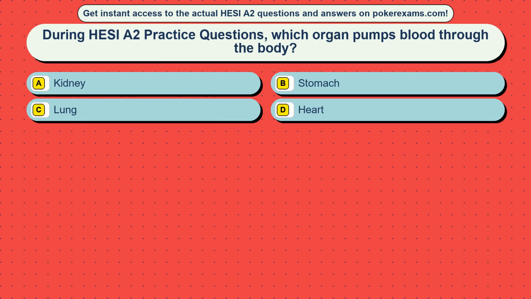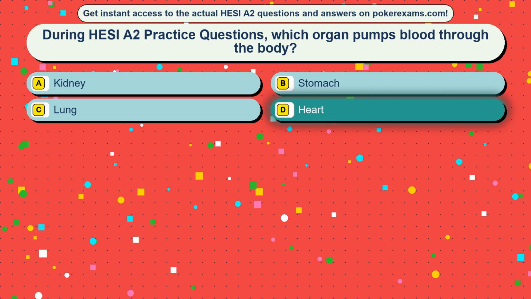Question 31. During HESI A2 Practice Questions, which organ pumps blood through the body? Option A, kidney. Option B, stomach. Option C, lung. Option D, heart. The correct answer is option D, heart.